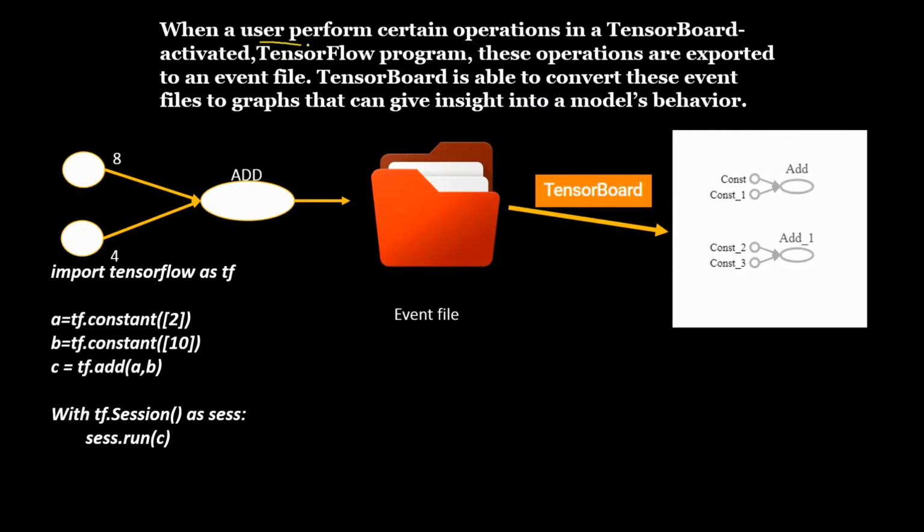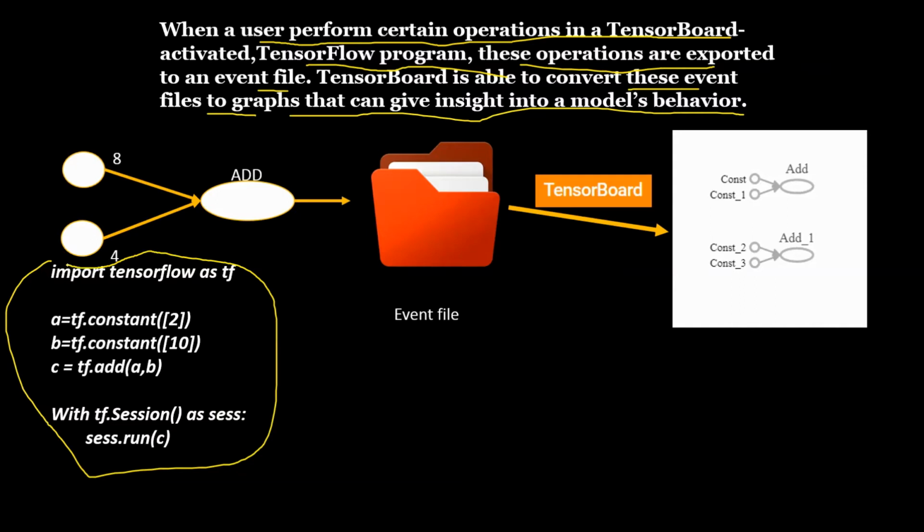So whenever a user performs certain operations in a TensorBoard-activated TensorFlow program, these operations are exported to an event file. Then TensorBoard is able to convert this event file to a graph that can give insight into a model's behavior. So suppose this is our TensorFlow program, and this is a graph which I drew, just to conceptualize this. What will happen is there will be a writer which will write this program or operations into an event file, and then TensorBoard will take this event file and paint it in a graphical form, or in a form in which we can visualize.